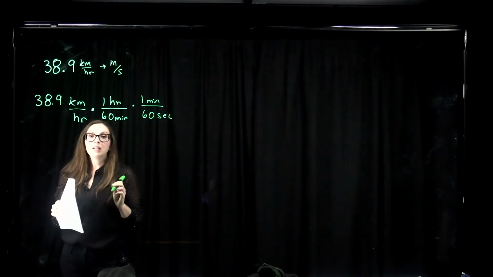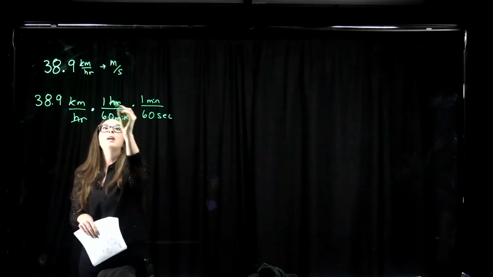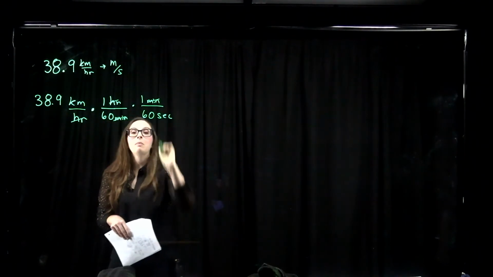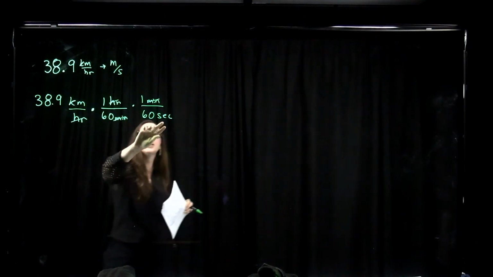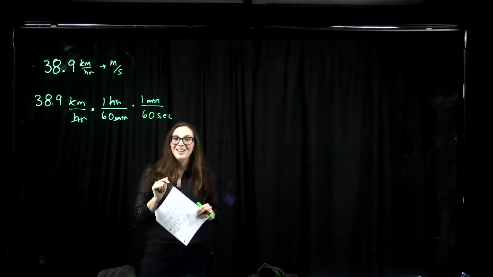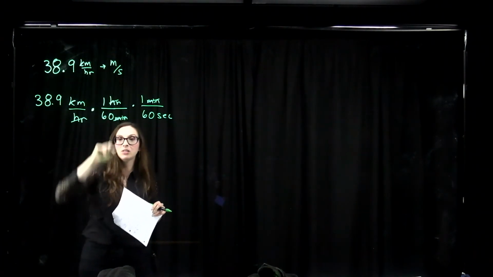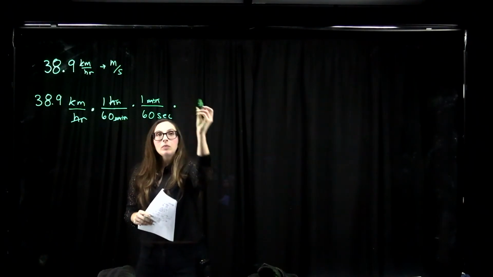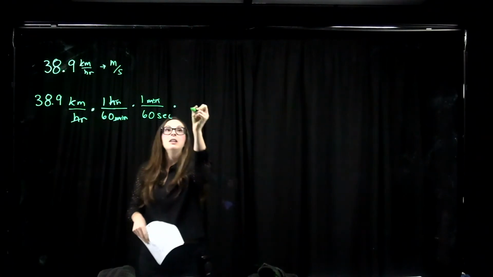And so if I just look at those conversion factors that I wrote down here, I cancel my hour with my hour and my minute with my minute. Now I'm left with units of kilometers over seconds. So I'm almost there. I need to get from kilometers to meters here. So I multiply by one more conversion factor.